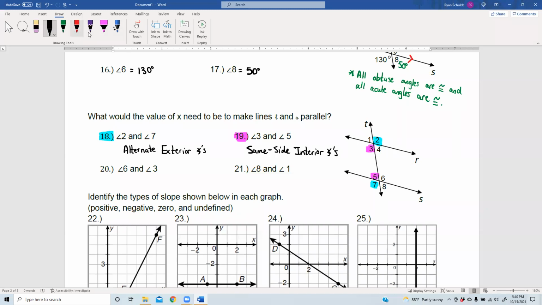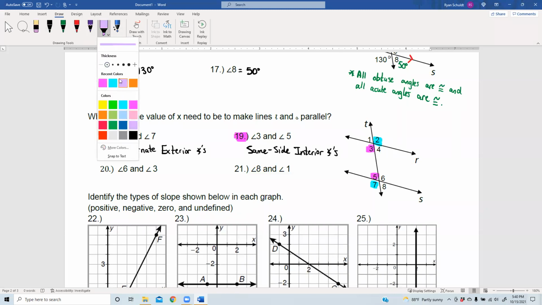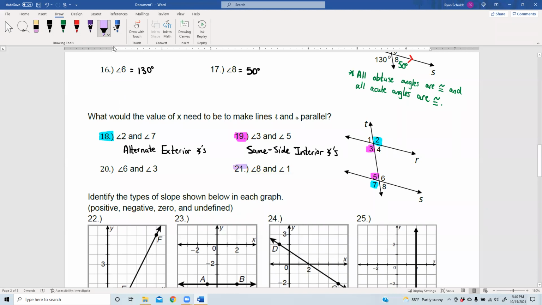We'll come back to 20. Let's go and do 21. 21 asks us about 1 and 8. Are they on the same side? No. So automatically these become alternate something. Are they both inside the railroad tracks or outside? They're outside. So these are alternate exterior angles.